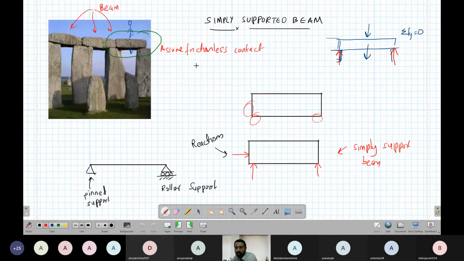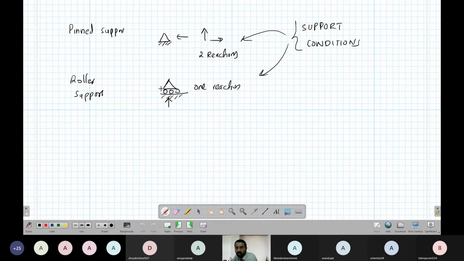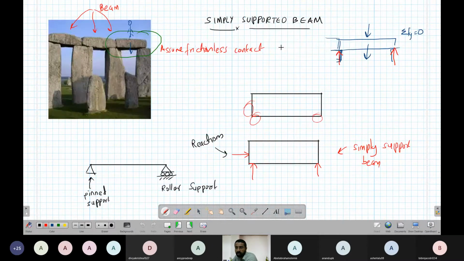We also found the pinned and roller support conditions. The support condition depends upon the reaction it gives.